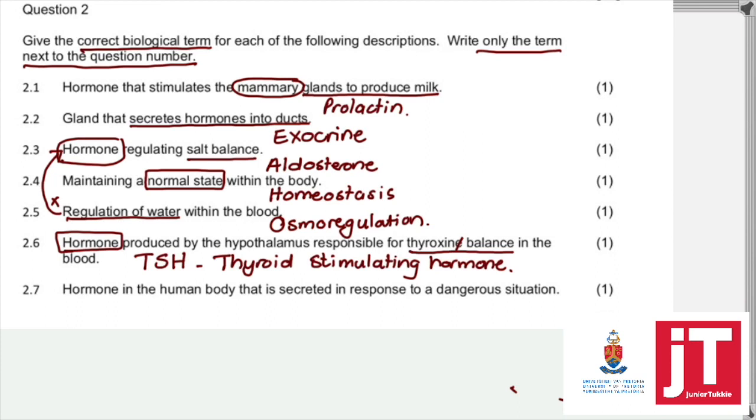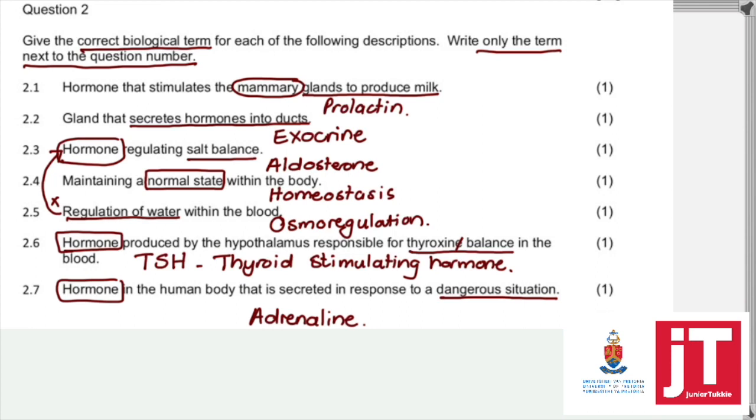If we look at 2.7, again we're asked for the hormone, but this time the hormone that is secreted in response to a dangerous situation. There's only one that jumps to mind here, and I hope it's one that you've also thought of, and that is adrenaline, secreted by the adrenal glands, the kidneys.